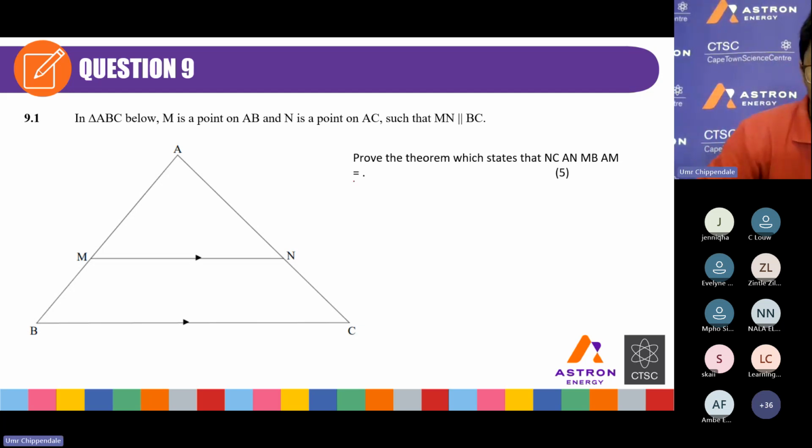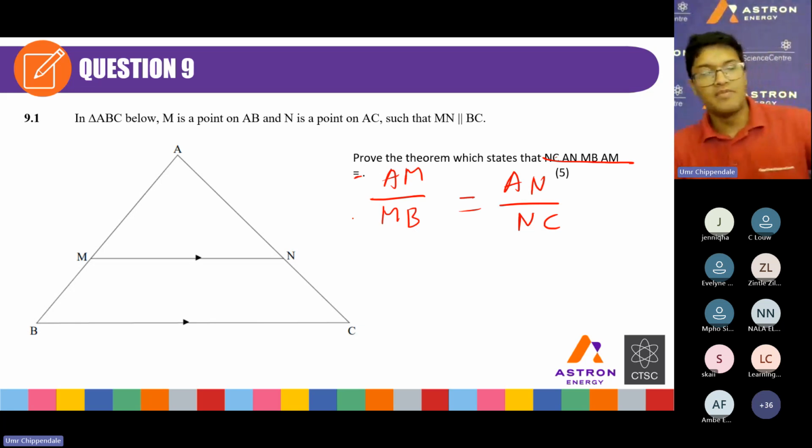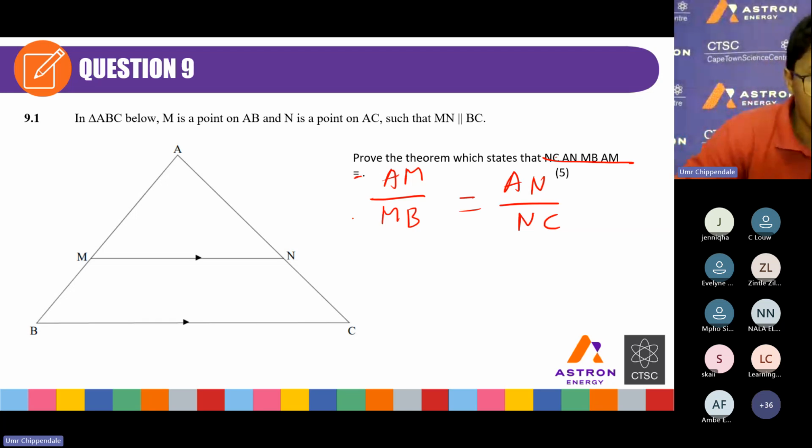So this is a bit weird again. That is actually going to be, see here, AM over MB. We must prove that AM over MB is equal to AN over NC. Now, whenever you need to prove things like this, the first thing you need to do is draw lines across. You need to draw perpendicular lines for this to work. So we're going to make a perpendicular line like this.